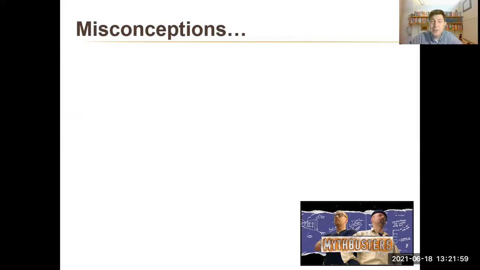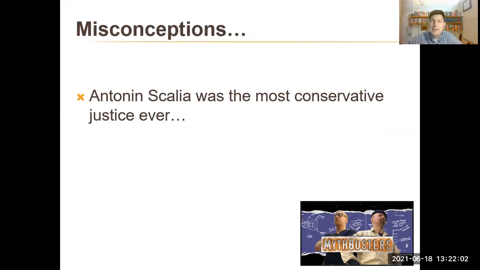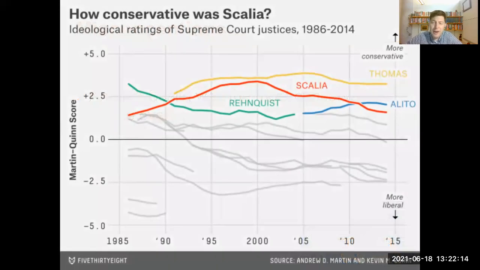A third misconception regarding the Supreme Court is that Antonin Scalia, who made the news a few years ago, is the most, or was the most conservative justice ever. But that's actually not the case. We find that in the modern context, Clarence Thomas tends to be the most conservative justice. Other conservative justices include Alito and John Roberts as well. We are still developing information about how conservative or liberal the new justices of the court may be. These include Brett Kavanaugh, Gorsuch, and Amy Coney Barrett.